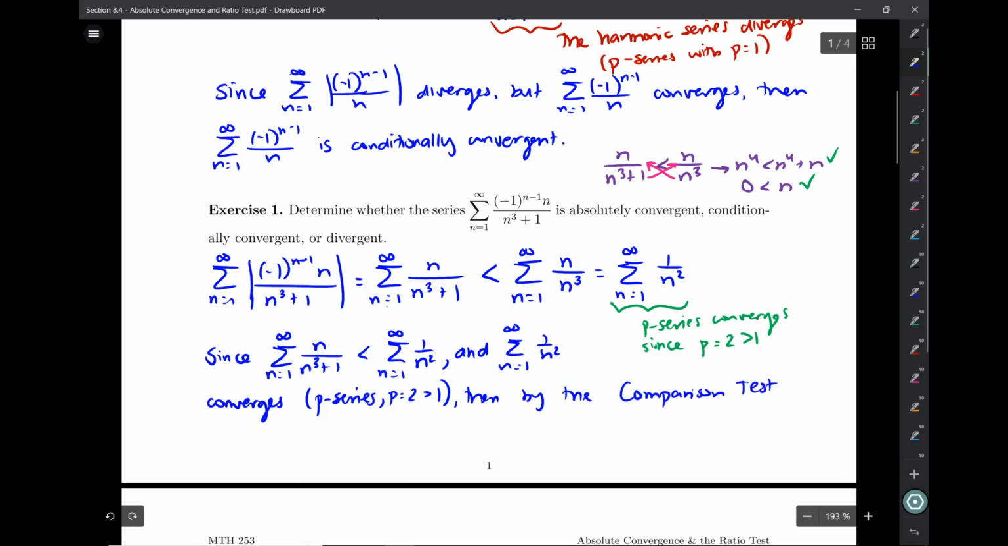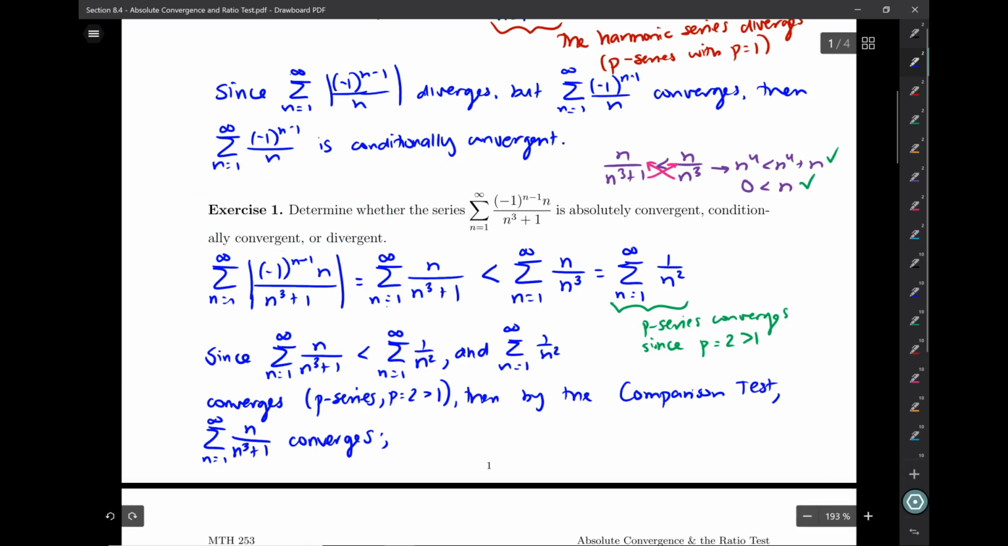you are welcome to start abbreviating these, by the way. If you would like to use CT for comparison test, LCT for limit comparison test, AST for alternating series test, you're welcome to do so. By the comparison test, this series converges. And then I'm going to do a semicolon because I'm going to start another sentence here where I state my conclusion, which is the actual answer to this particular question.